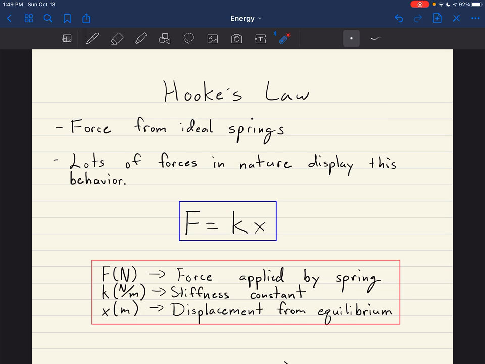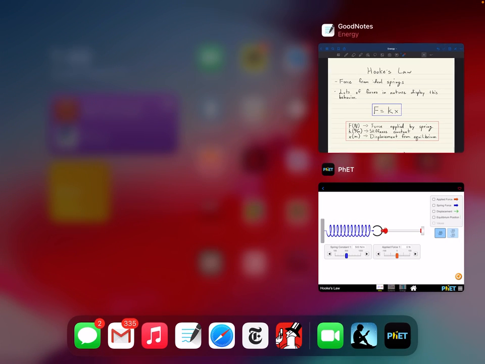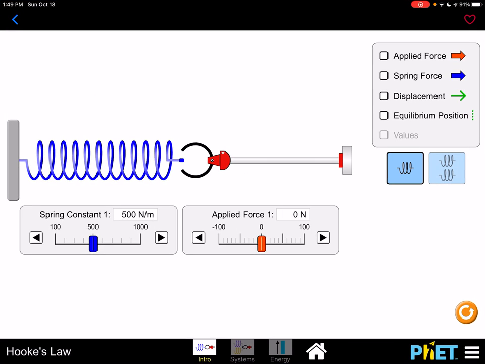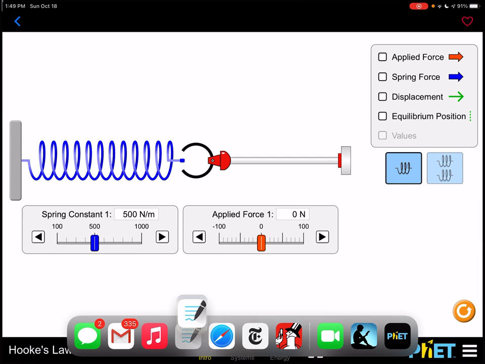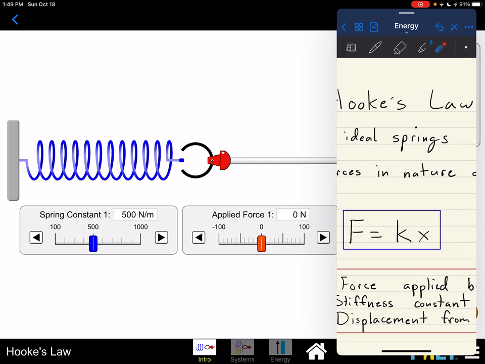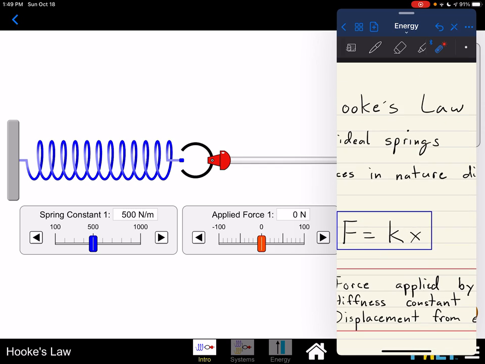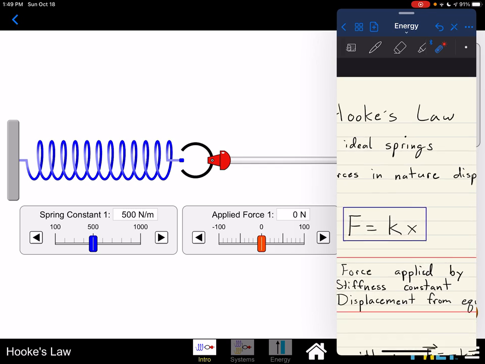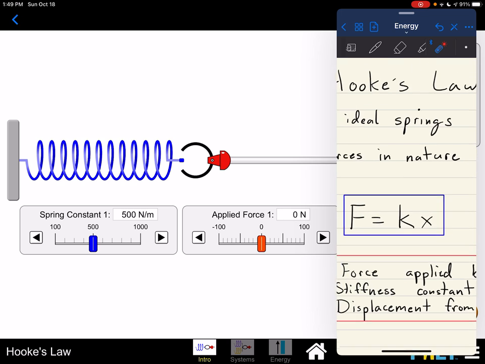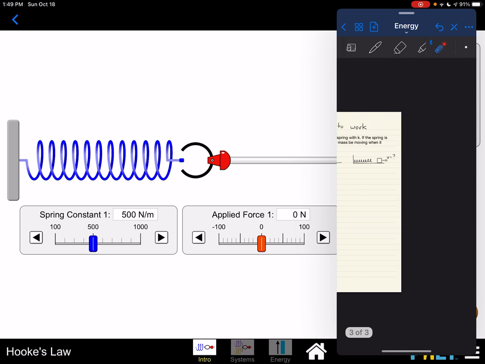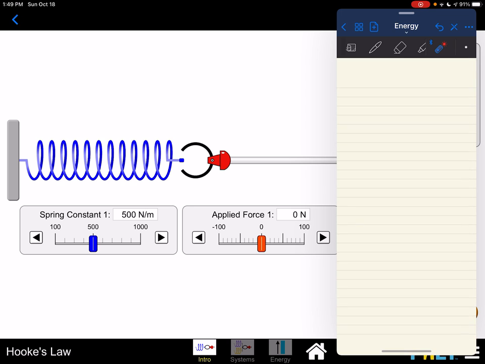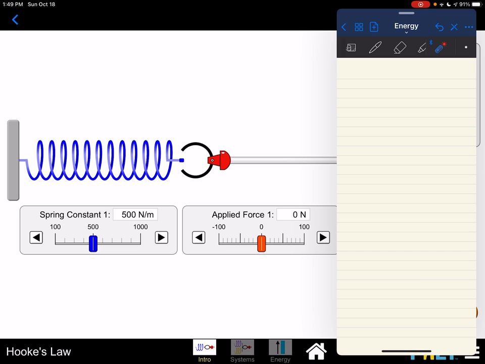So I think this is easier to see if we actually just look at an example. So here's a simulation, and let me pull this up just so we have somewhere to write, and let me make a whole new page to write on. There we go. Okay, so this is our Hooke's law right here. F is equal to kx.